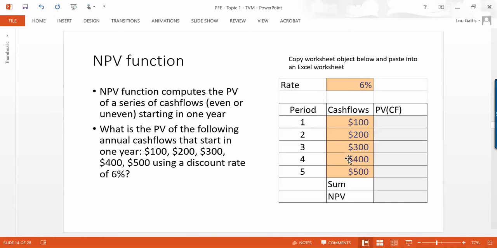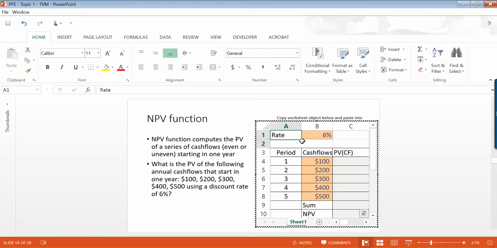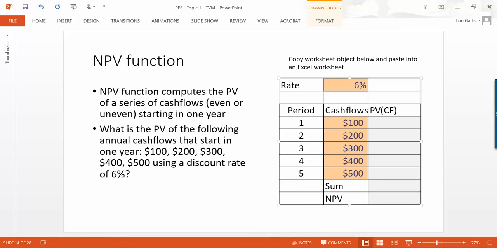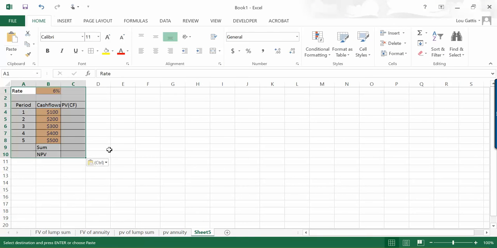What if you get a series of unequal cash flows, say 100, 200, 300, 400, and 500 for the next 5 years? In that case, you want to ask what is the total value of those cash flows? So actually, I'm going to click on there, grab this data, get out of there, create another worksheet, and paste. I'll call that worksheet NPV.